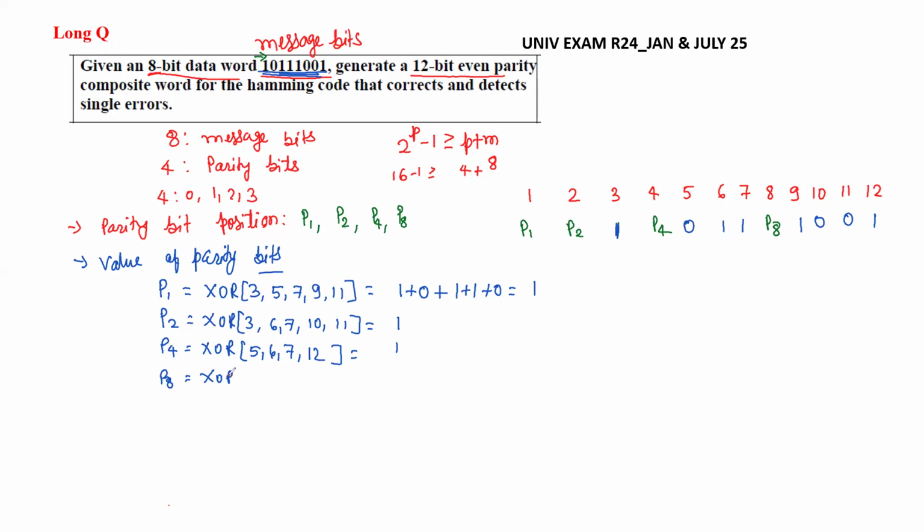So again XOR of this. Now 8 consecutive we can take here. So 8 is already P8. Then 9, 10, 11, 12. Up to 12 only we have. Again, if you see the combination of this one, here already the number of ones is even, so the P8 value will be 0. So that we can write here.